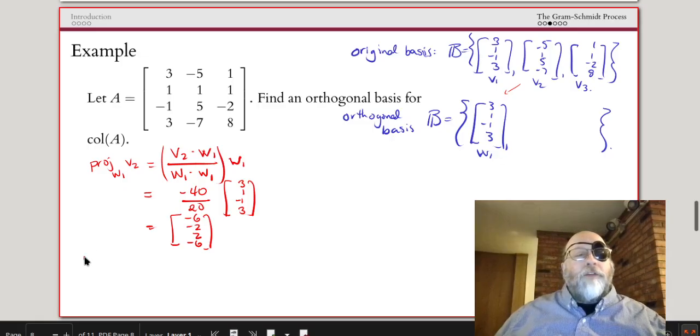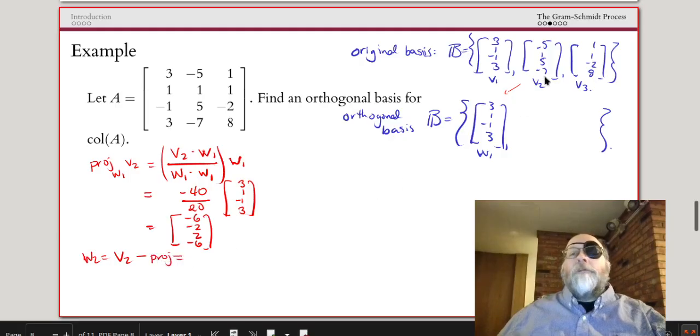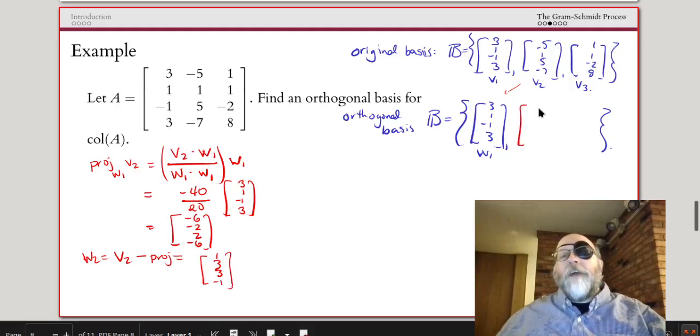And so W2 is V2 minus the projection. So -5 minus -6 is 1. 1 minus -2 is 3. 5 minus 2 is also 3. -7 minus -6 is -1. So my second vector, my W2, is 1, 3, 3, -1.